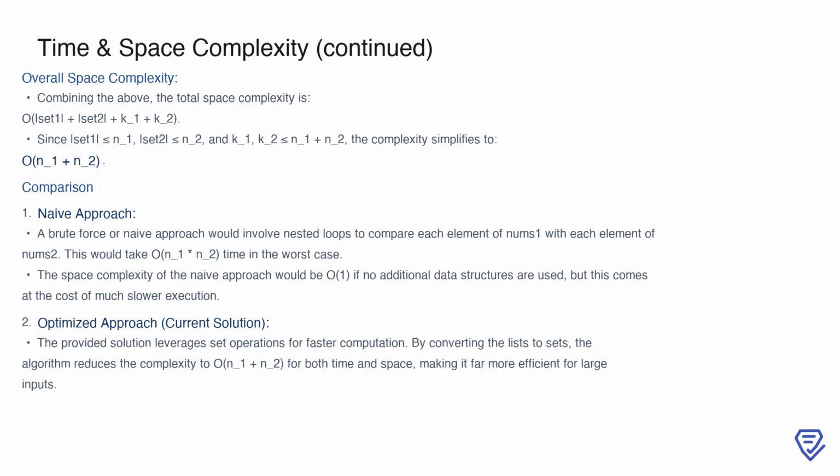Let's compare this optimized approach to a naive solution. In a naive approach, we might use nested loops to compare each element of nums1 with each element of nums2. This would result in a worst-case time complexity of O(n_1 * n_2), which is significantly slower for large inputs. The naive approach could save space with O(1) usage if no additional data structures are used, but this comes at the cost of inefficiency in terms of execution time. The optimized solution, on the other hand, uses additional space for sets but achieves much faster computation, with both time and space complexities reduced to O(n_1 plus n_2).